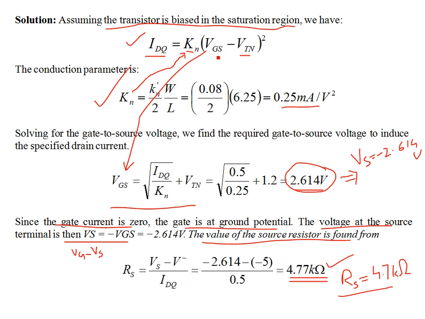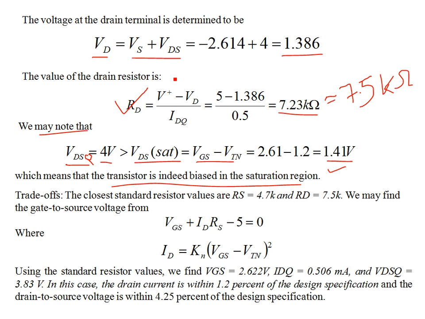Okay, and then find the VGS back again. Then from that VGS you find VS, then from VS you find RS, and then again you go on with your calculations with finding the RD and so on. But here the transistor is biased in the saturation region, so we are okay. We are pretty okay, right?